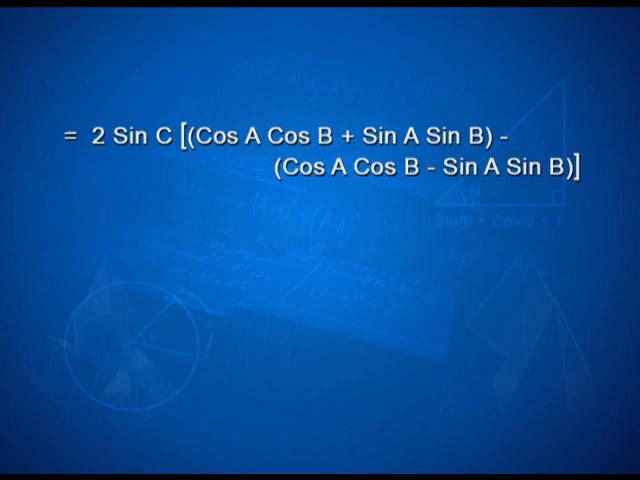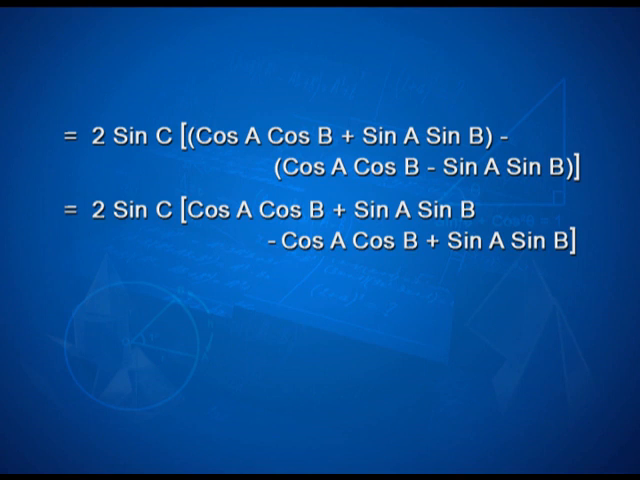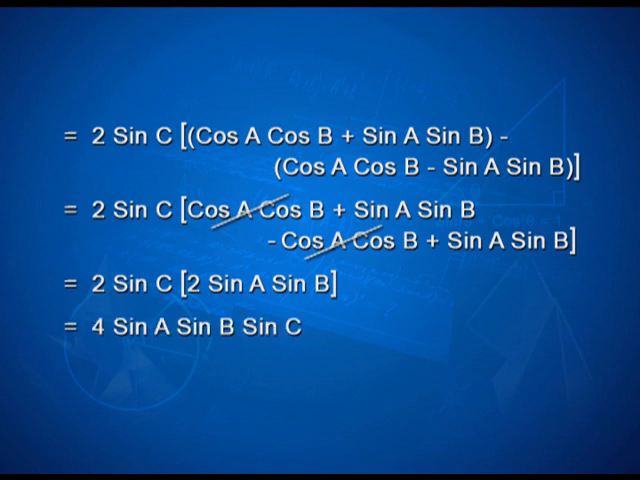On opening the brackets, we can simplify this as 2 sin c into [cos a cos b plus sin a sin b minus cos a cos b plus sin a sin b]. Now, you can see cos a cos b having opposite signs, they get cancelled, and we get 2 sin c into 2 sin a sin b, and thus we can write this as 4 into sin a into sin b into sin c, that is nothing but the RHS.